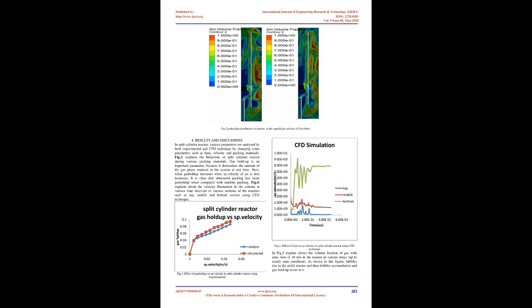On the riser side of the column, support is provided for the random packing materials. Packing material of random packing of diameter 13 mm is used. An impeller, a disc turbine, is present on the downcomer side, which is run by a motor and is used to enhance the mixing. Fig.1 Schematic diagram of split-cylinder reactor.